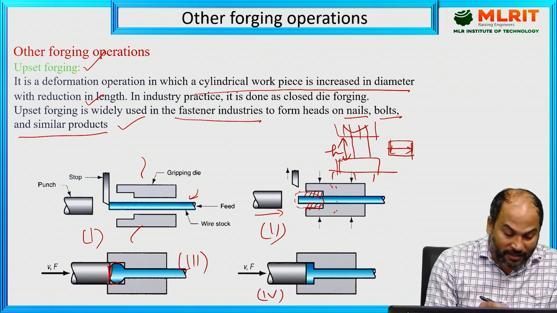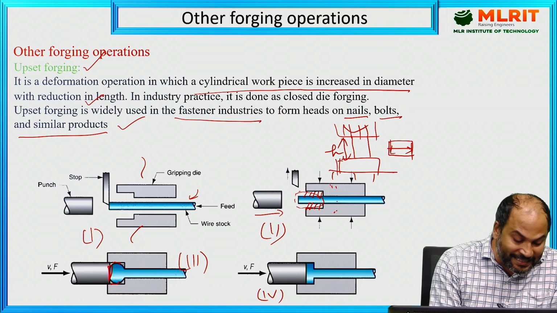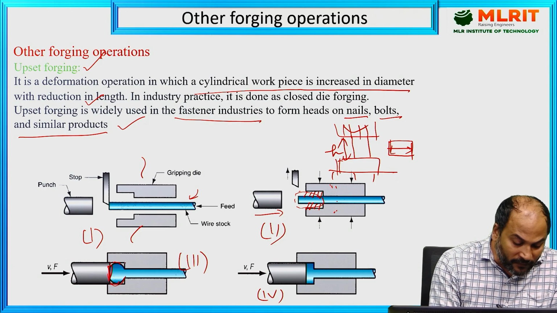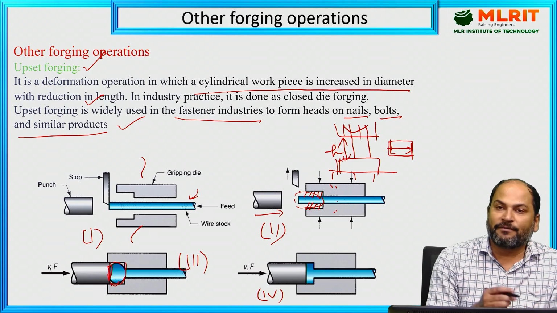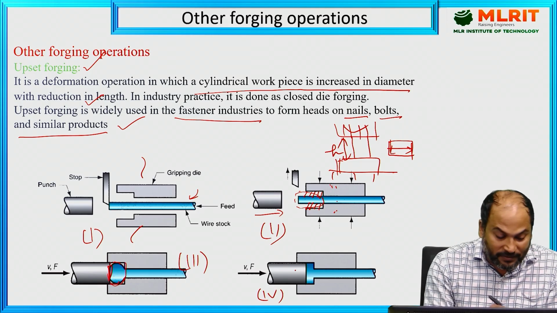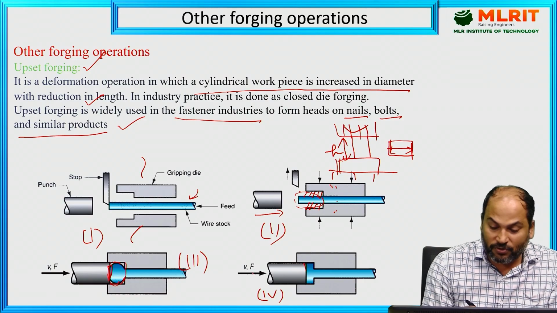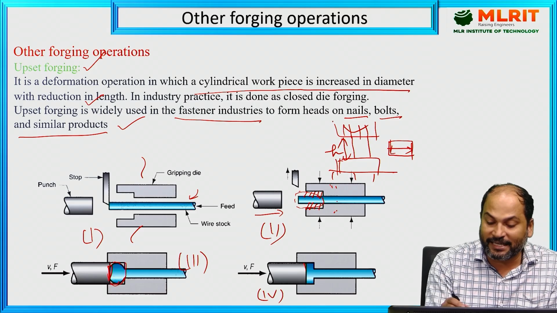But finally, what will happen? This material will start to flow wherever this part is provided. Okay, and finally, once the complete flow stops, it will take the shape of this one, and finally it will look like this. So this process is actually for creating heads on the nails.